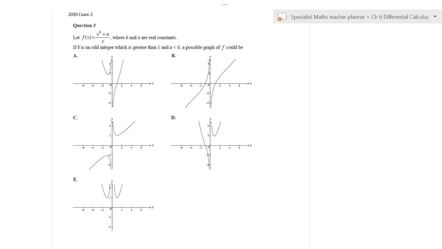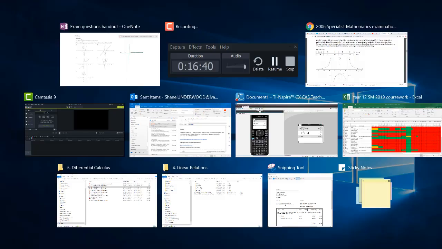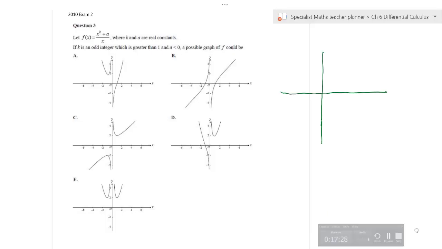If k is an odd integer which is greater than 1 and a is less than 0, a possible graph could be, in my opinion, the only way you can really do this is you need to consider addition of ordinates. Okay? Now I'm going to pause this and I want you to have a go at this. Okay, so I'm going to pause it now. All right, so I'm going to resume now.